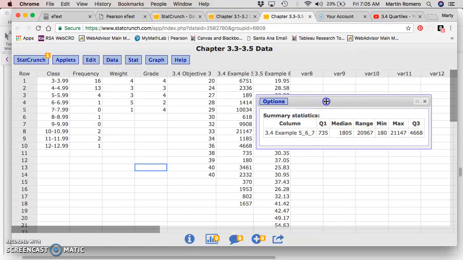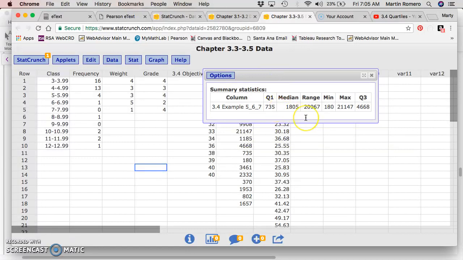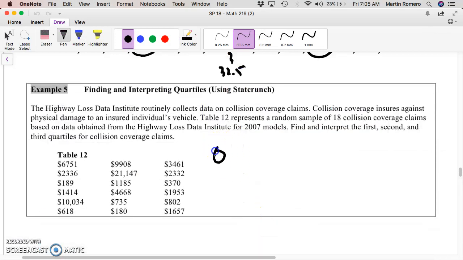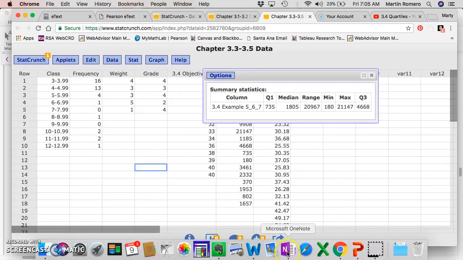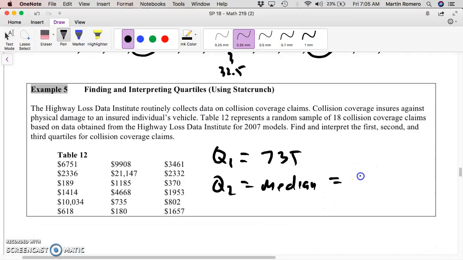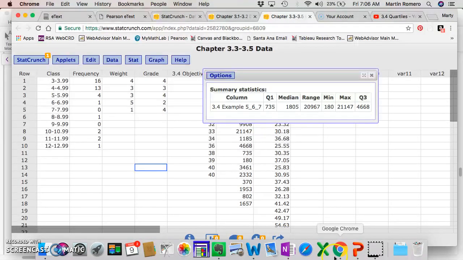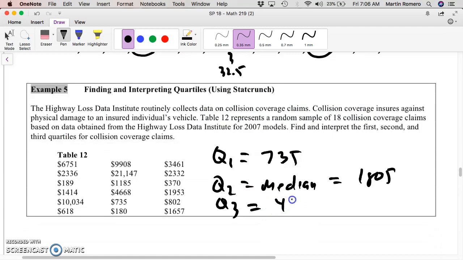So your Q1 is 735, the Q2 is 1805, and Q3 is 4668. So in this case, using StatCrunch, Q1 is 735, Q2 or the median is equal to 1805, and then Q3 is equal to 4668. And so that's again where we are.